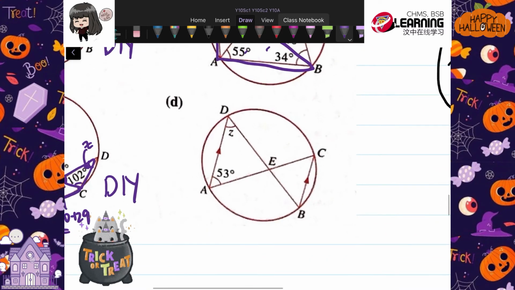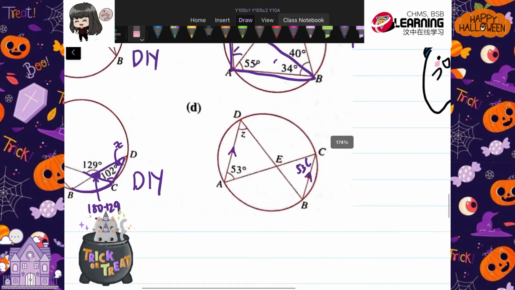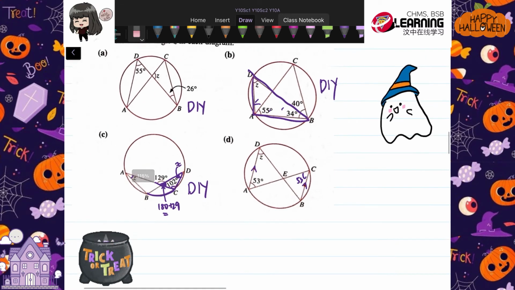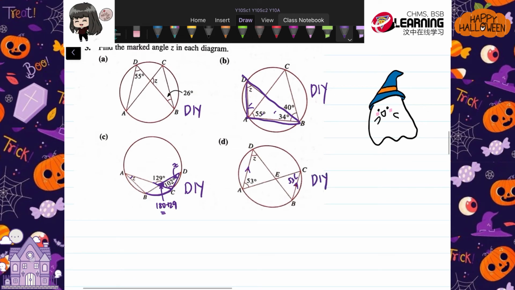Okay, for D, I'll hint you also a bit. This is a parallel line. And also Theorem 7, this is angle in the same segment, the butterfly is over here. So here Z, here is also Z. And basically this is also your Z. If this is 53, alternate angle, Z means like that. So this is your 53. Meaning to say that if this is 53, then your Z is also 53. Alright, so this one all DIY with hint given. I hope you can do it on your own.